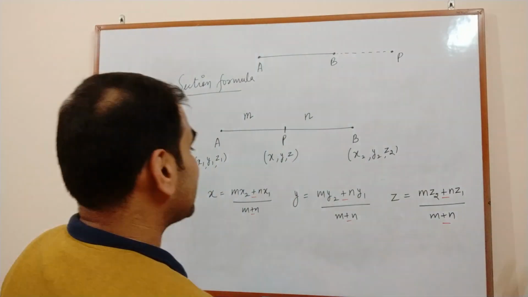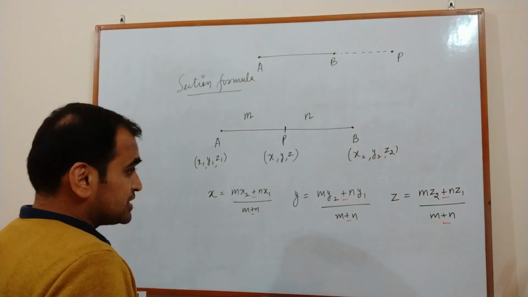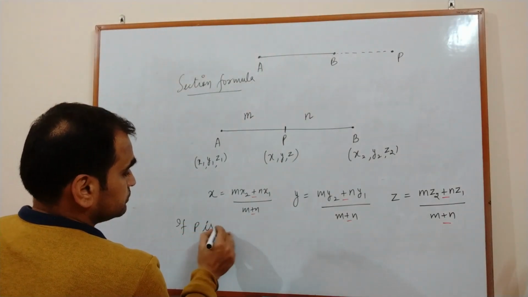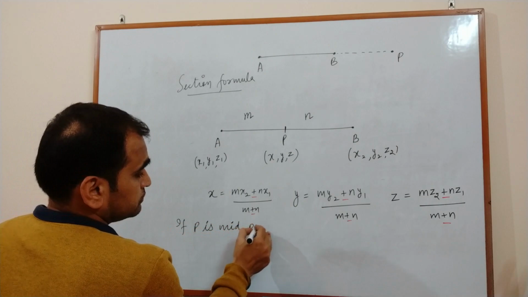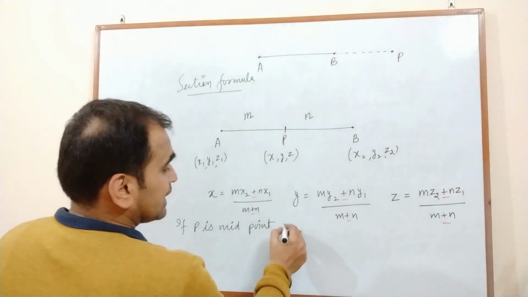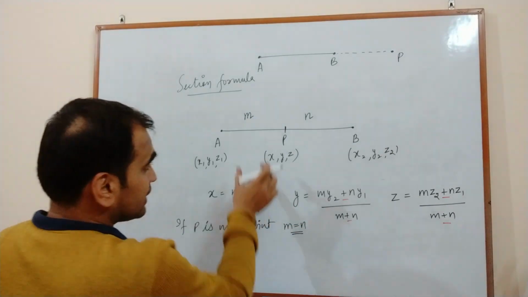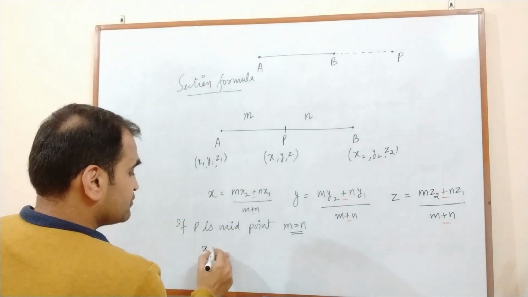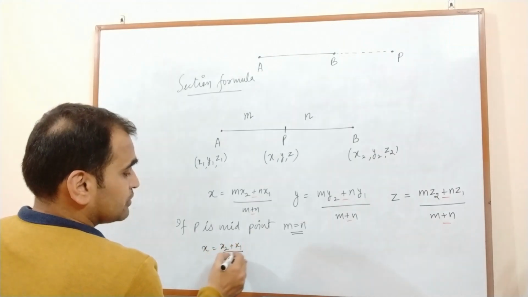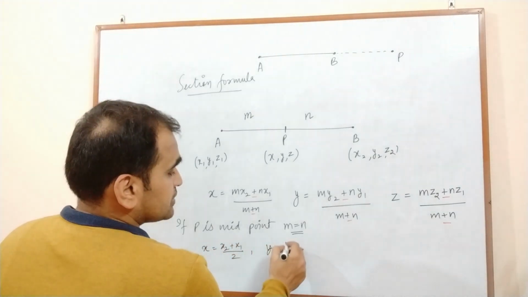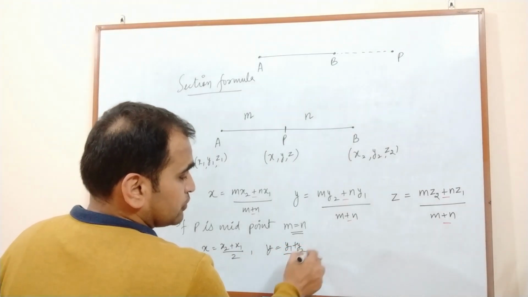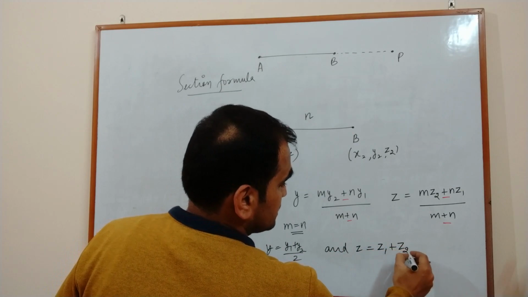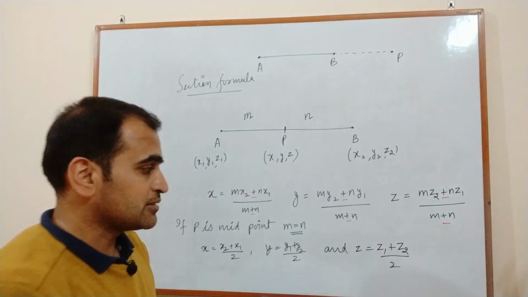From this we can have a midpoint formula as well. So what is midpoint formula? If P is the midpoint, in that case m will be equal to n. Okay, because P is the midpoint, so this will be equal to this. So x will be equal to x2 plus x1 by 2. Y is y1 plus y2 by 2, and z is z1 plus z2 upon 2. So this is about the midpoint formula.